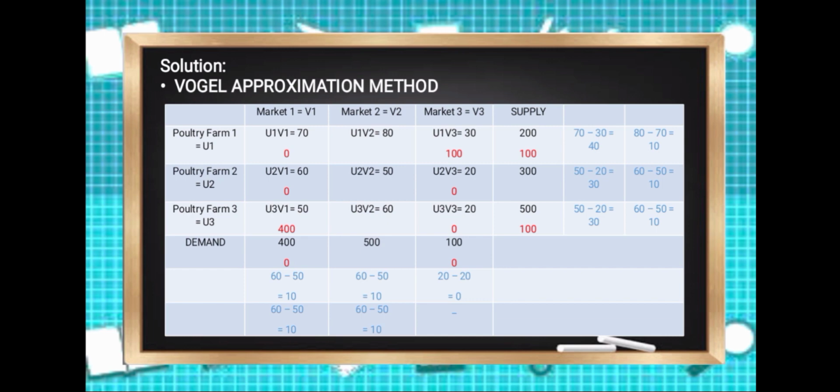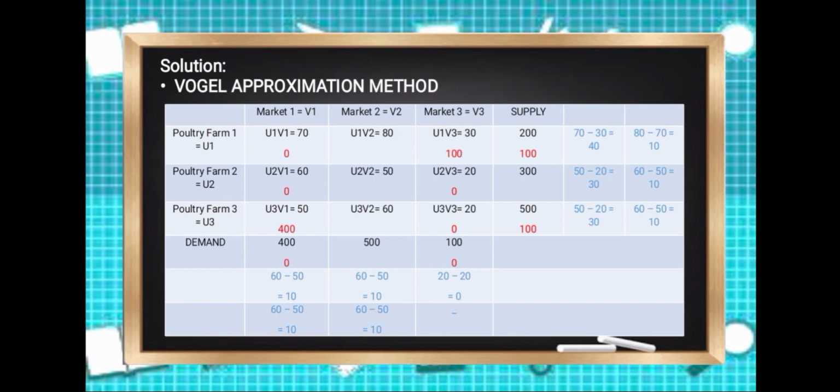The penalty of column 1 is, since the least is 50, 60 minus 50 is 10. In column 2 it is 60 minus 50 again, 10. In column 3, there is none, since the demand is 0. In row 1 it is 80 minus 70, since the 30 is not included because it is an occupied cell. So 80 minus 70 is equal to 10. In row 2, it is 60 minus 50 is equal to 10. And 60 minus 50 in row 3 is 10. So all penalties have the same value of 10.